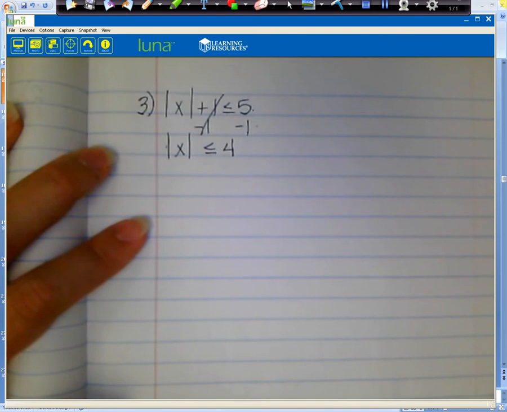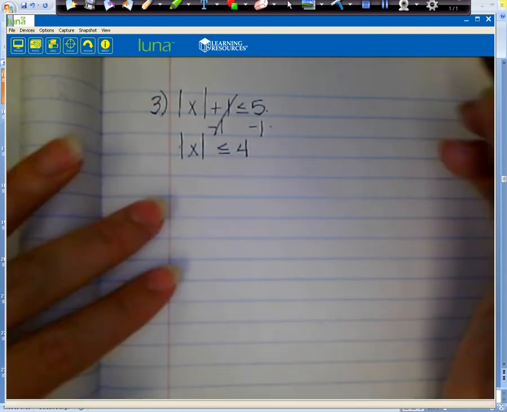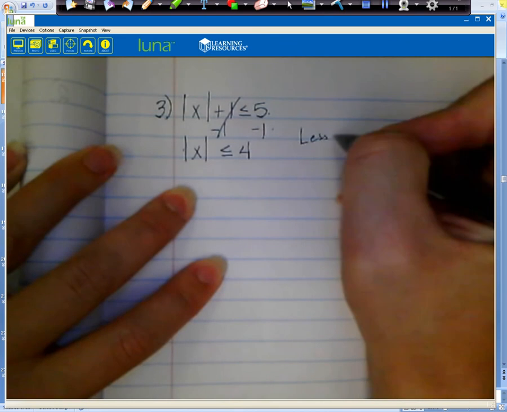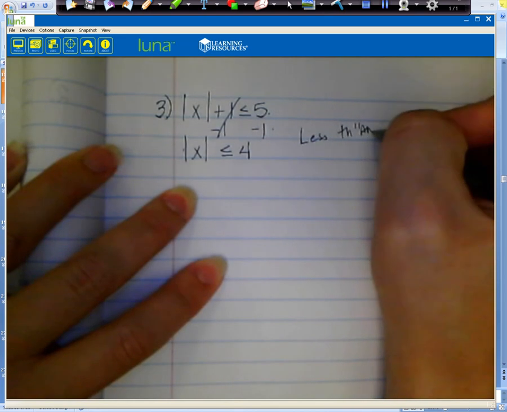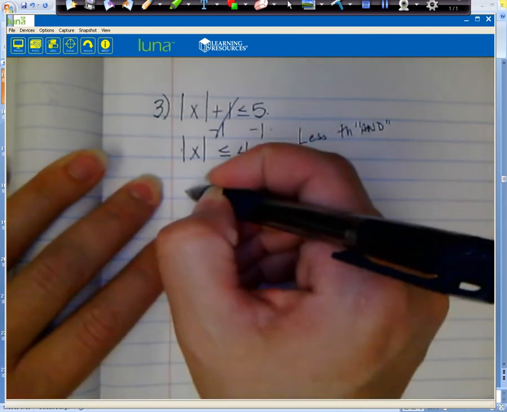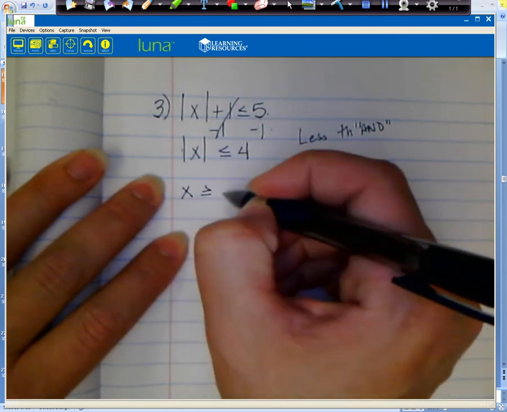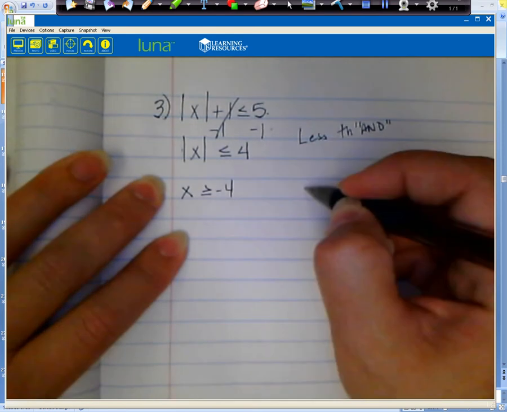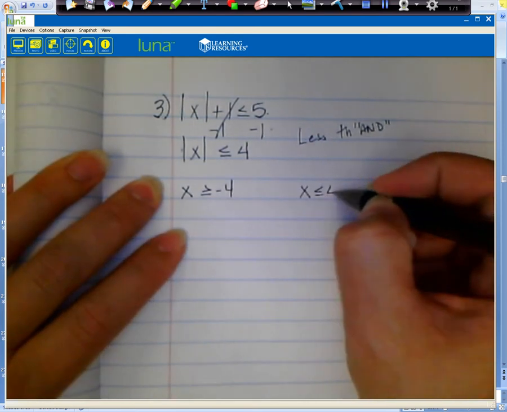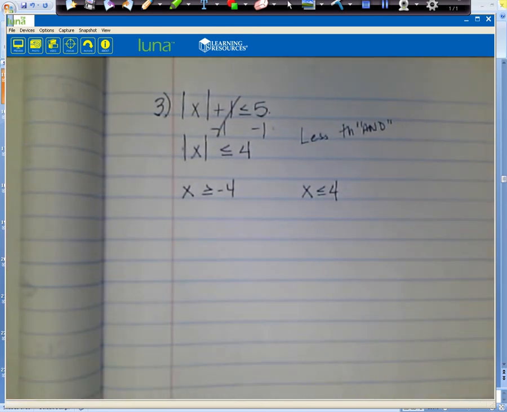Now, all I have to do, check out my sign. I see that this is a less than problem. And I have to set up two separate inequalities. I'm going to drop my bars, flip my sign, make my 4 a negative. Drop my bars, keep my sign the same, leave my 4 a positive. And my solving is already done for me here. So that's as far as I have to take this one.